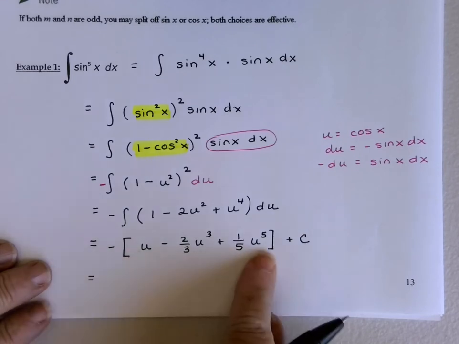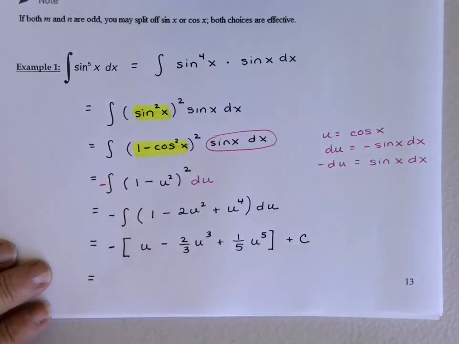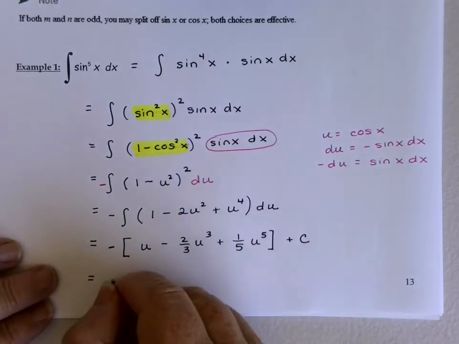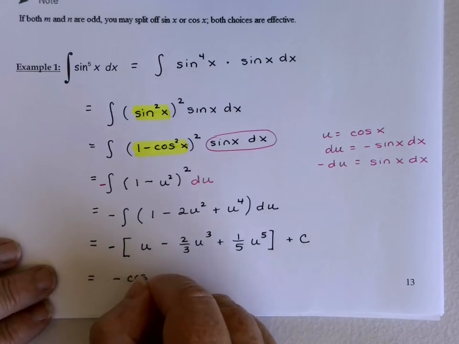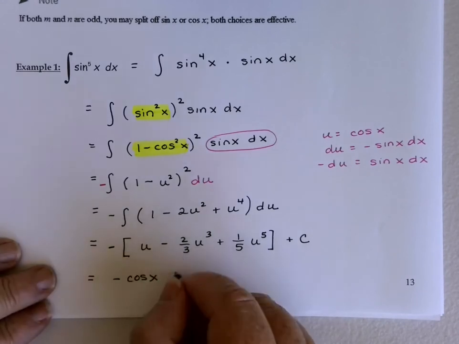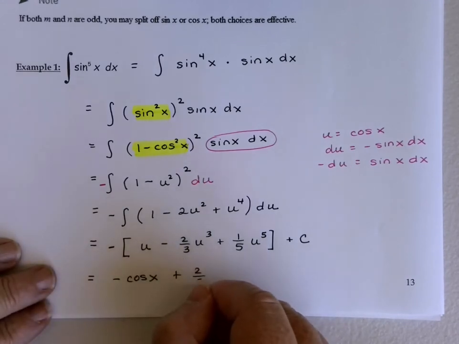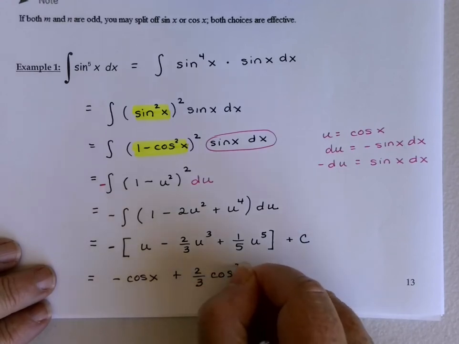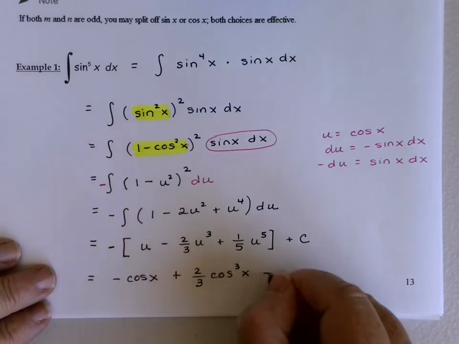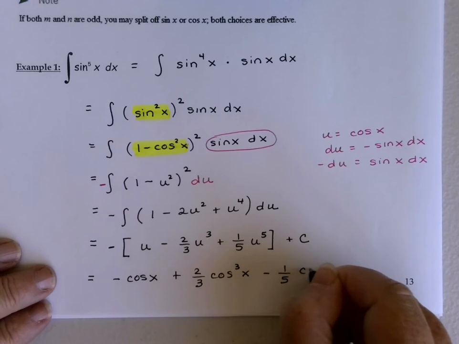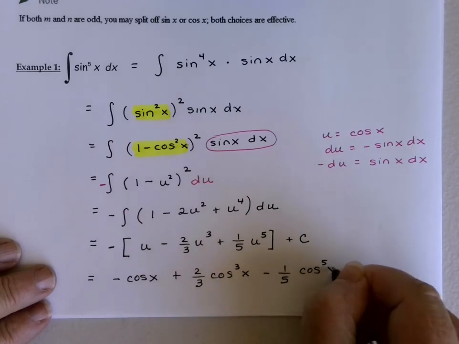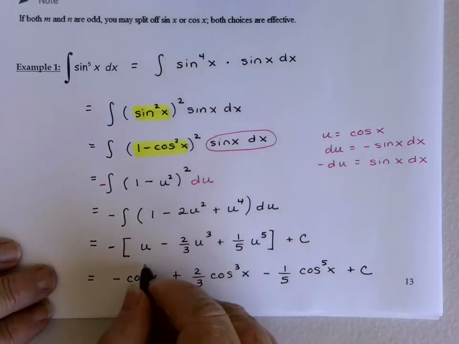And I'm going to replace the u's with cosine x, and I'm going to go ahead and distribute that negative while I do this. So negative cosine x plus 2/3 cosine cubed x, and then a minus 1/5 cosine to the 5th of x plus c.